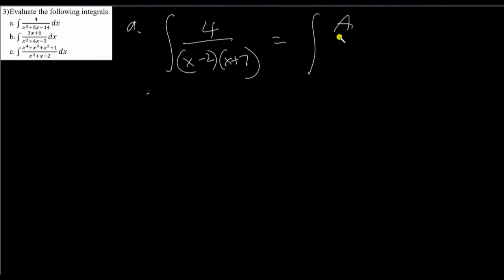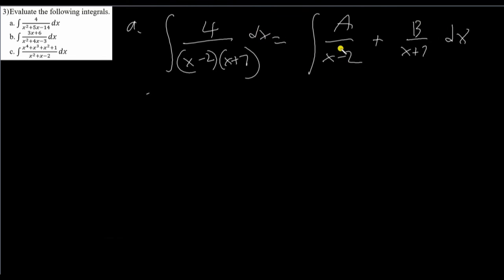We're evaluating this integral, and then I can write this as 4 over, and then for the bottom I'm going to split it up by factoring it into x minus 2 and x plus 7. And remember, this is going to be some number a over x minus 2 plus some number b over x plus 7. I should put dx here as well.